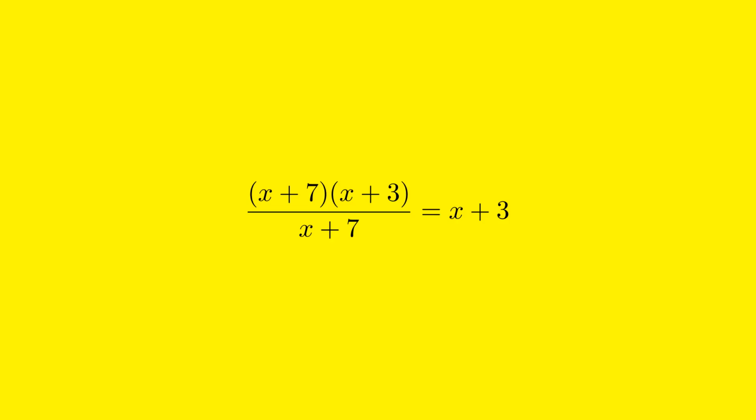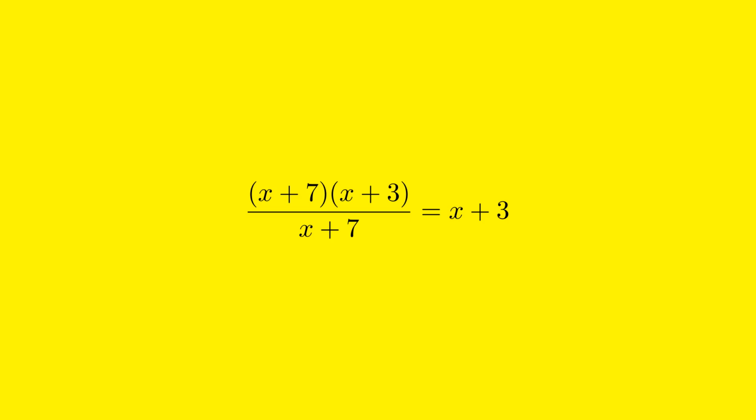At this point, our rational expression is x plus 7 times x plus 3 over x plus 7. We observe that the factor x plus 7 appears both in the numerator and the denominator. When the same factor appears in both the numerator and the denominator of a rational expression, we can cancel them out because any number divided by itself is 1. By canceling x plus 7 from both the numerator and the denominator, we are left with x plus 3.